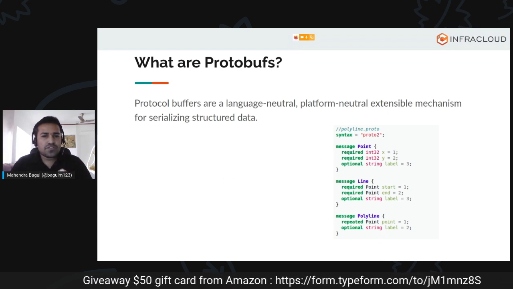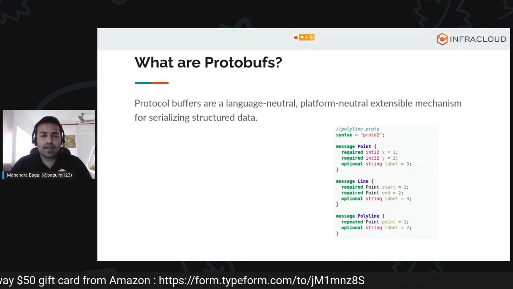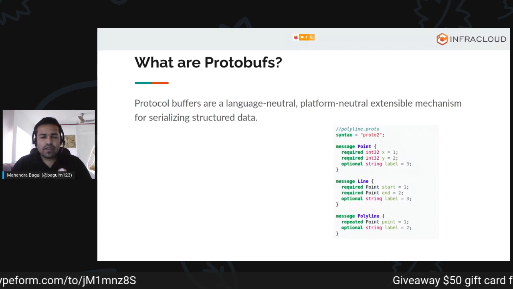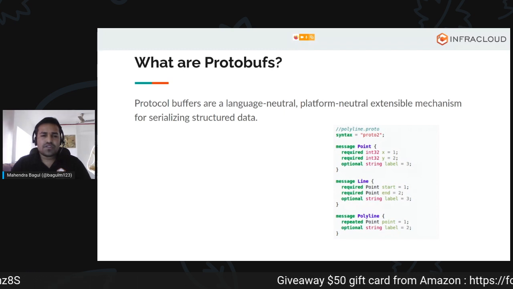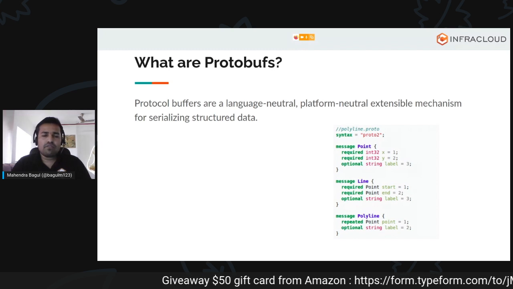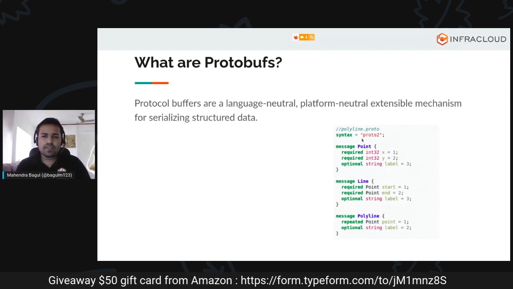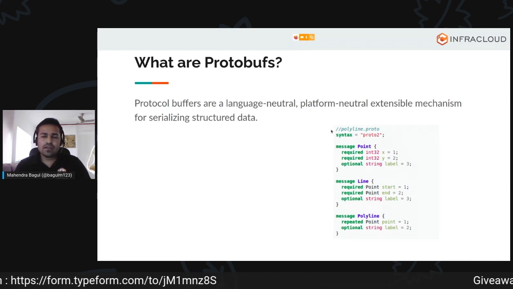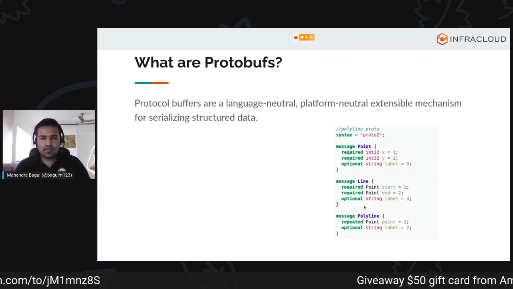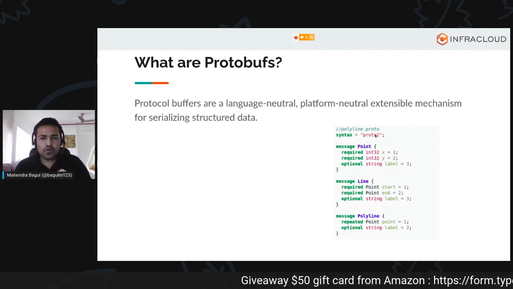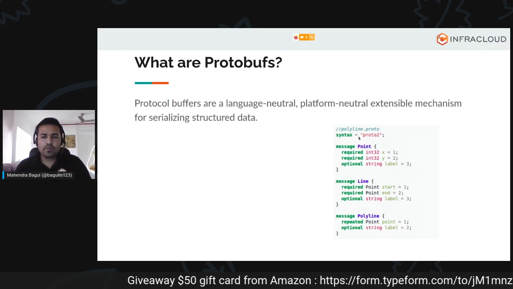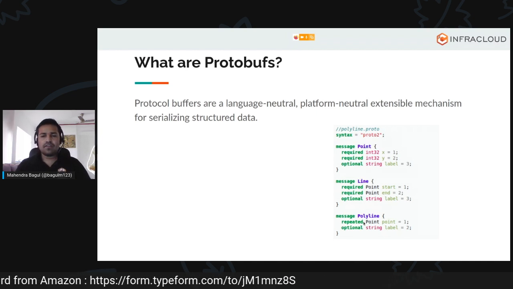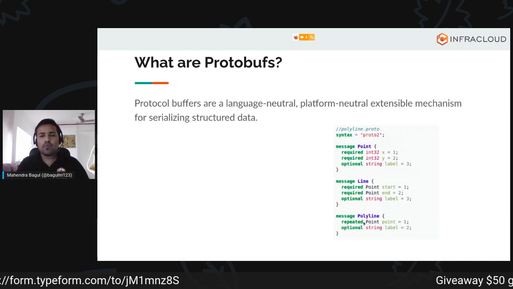So what are protobufs? Protobufs are a language neutral, platform neutral, extensible mechanism for serializing your structured data. When you are using a REST server, you have some JSON structure, a JSON array, and under that array you have some objects. Similar to that, there is something called protobufs in gRPC, and you define the interface definition language like this. Proto 2 is the syntax I'm using here in polyline.proto, and there are three messages which can be interchanged between client and server: point, line, and polyline.